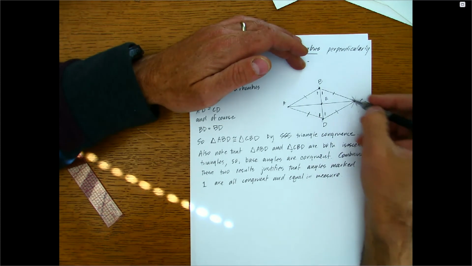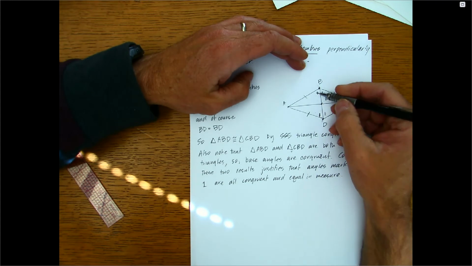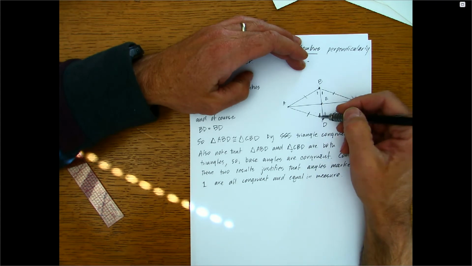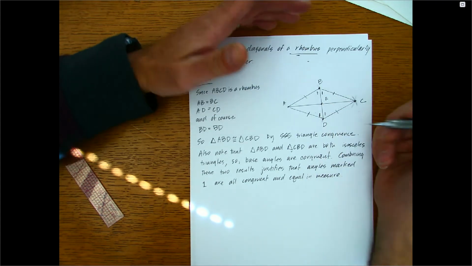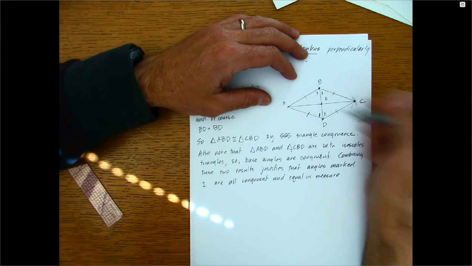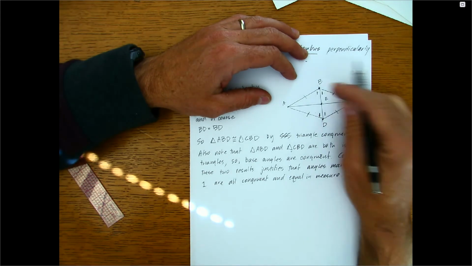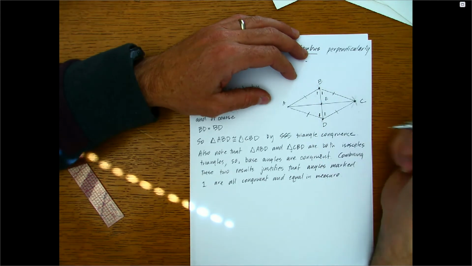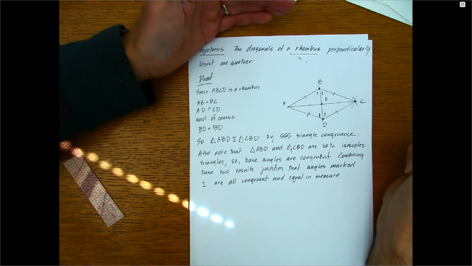The first thing is this triangle and this triangle are congruent. The second thing is that these base angles are congruent to each other. So that means these two base angles have to be congruent to each other as well. So all the angles marked 1 in this triangle and this triangle are equal in measure and congruent.